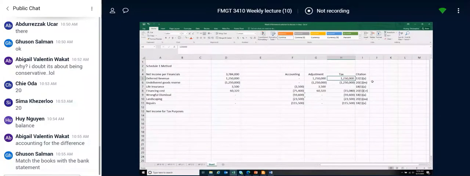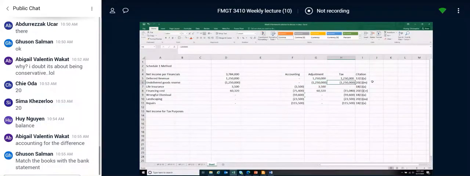Tax says no, but you have to recognize the 1.25 million into income. So your starting point is, pursuant to 12.1a, I have to recognize 1.25 million to income, right? And there's my starting point, 3.784. Now tax says you can claim a reserve of 1.25 million because the entire amount has not been earned.